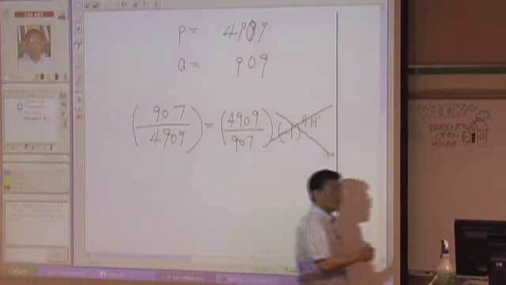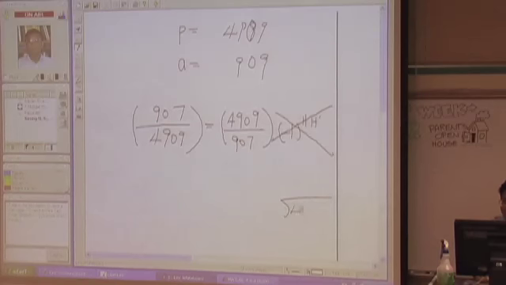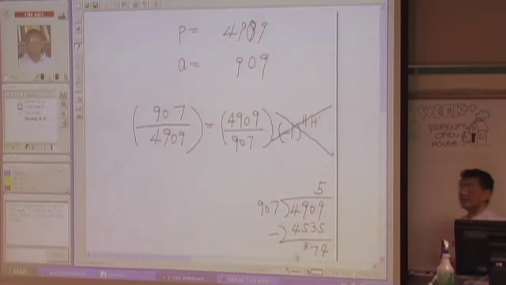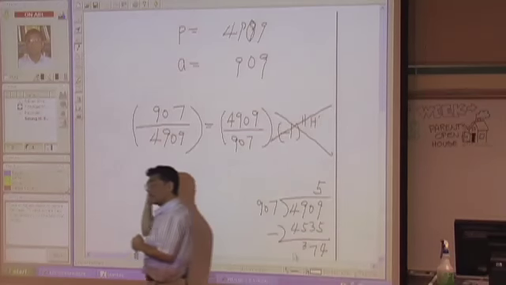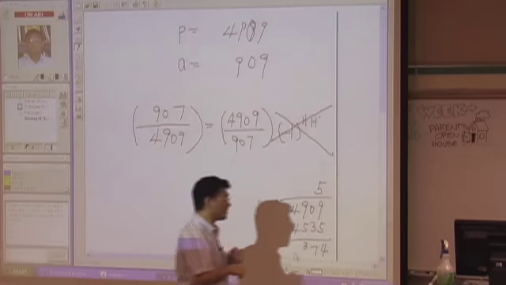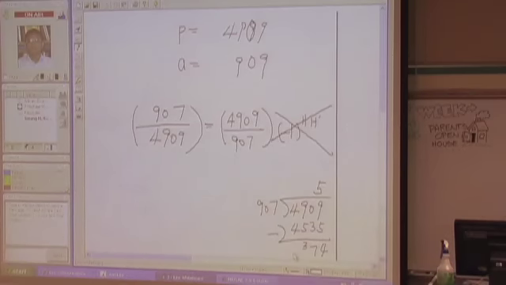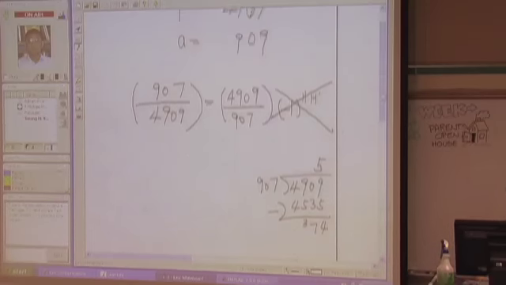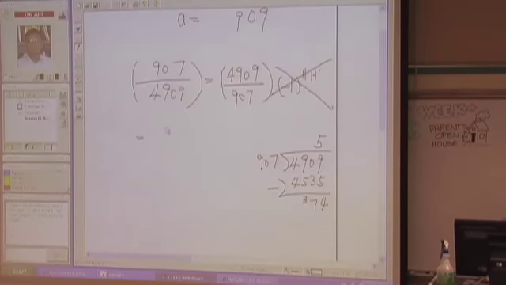Now, all you need to do is 4909 divided by 907, then about 5 is okay, right? Then subtraction gives us 4, 7, and then 3, right? 3, 7, 4. Please check and ask questions. I want to reduce further, but this is good enough right now, and later I will do it. So by congruence, this is equal to 374.